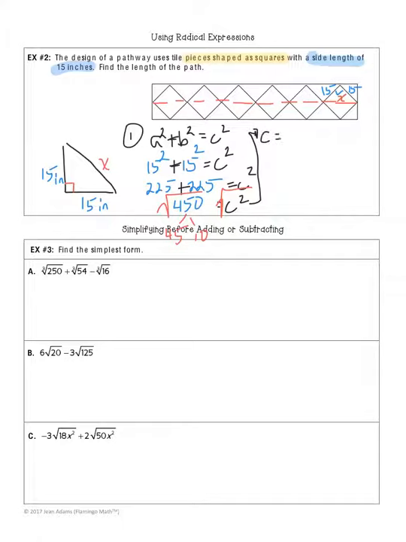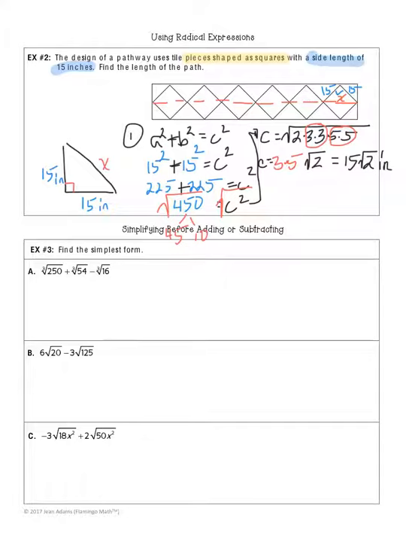So c is equal to the square root of a 2, 2 3s, and 2 5s. I want to take a pair of 3s, so a 3 is going to come out in front, times a pair of 5s, and the 5 is going to come out in front. So c equals, and left underneath the radical is 2. So I end up with 15 square root of 2 inches for the diagonal of that square.